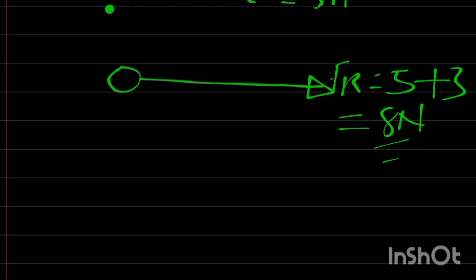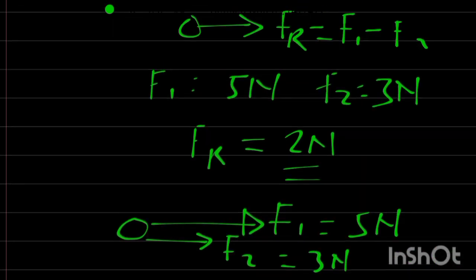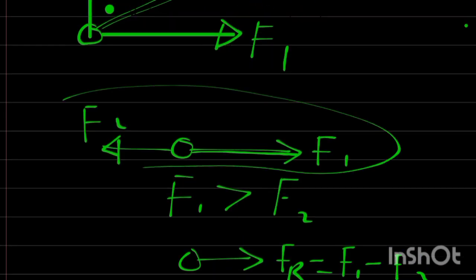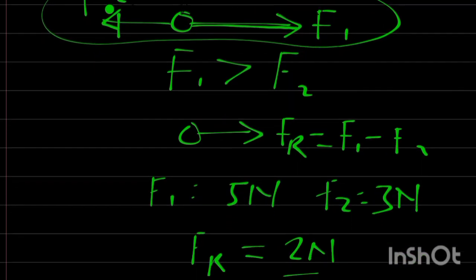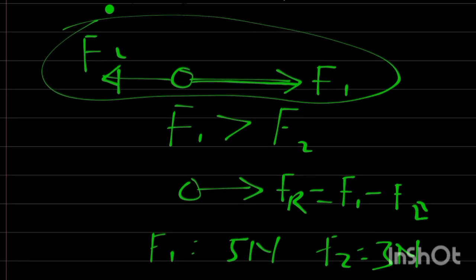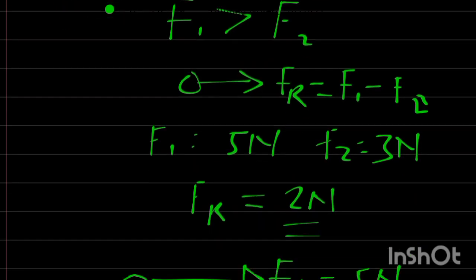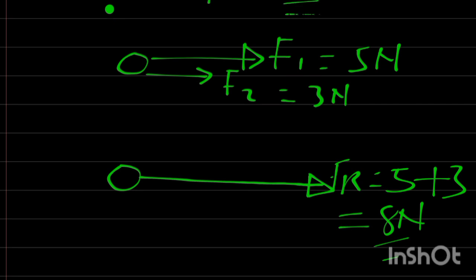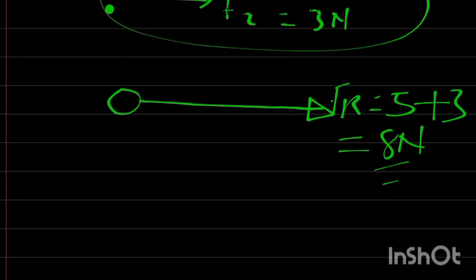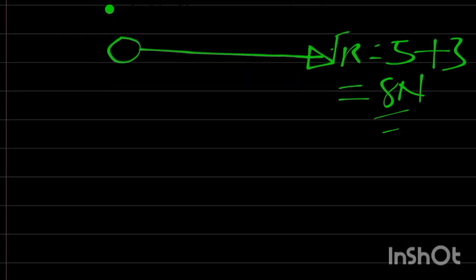Now we can see that in the first diagram, the resultant force is gotten by subtracting F2 from F1, because they are acting in the opposite direction to each other. And we can also see that in diagram 2, the resultant force is gotten by adding F1 and F2. This is just to tell you that the resultant force will be maximum.